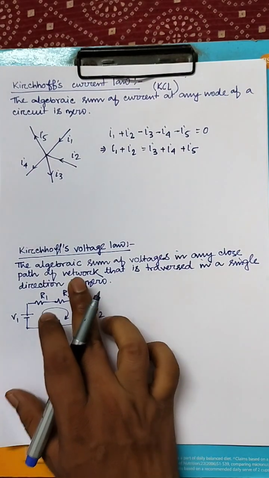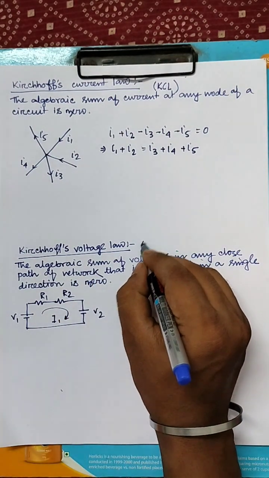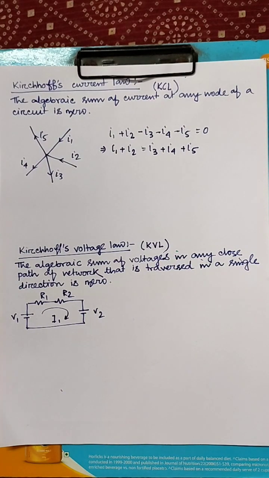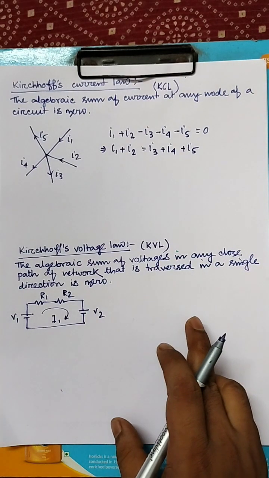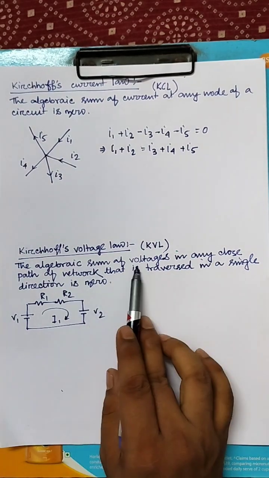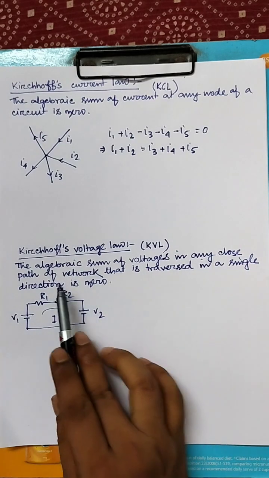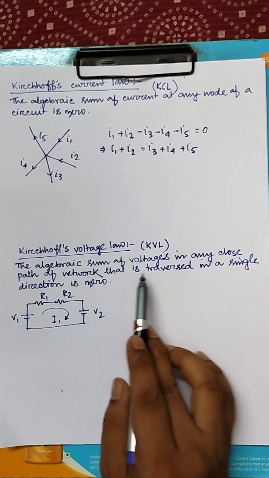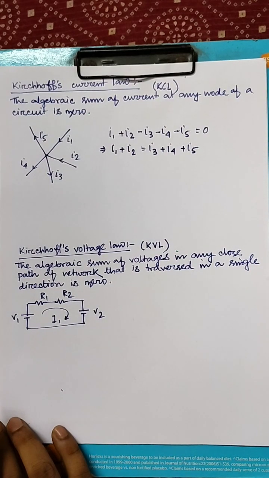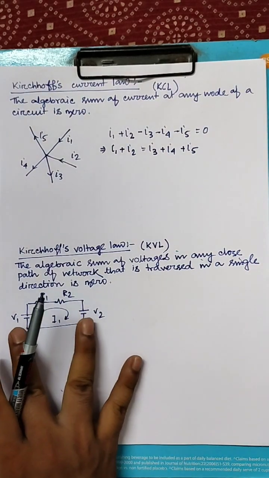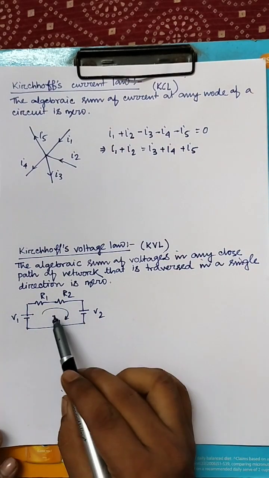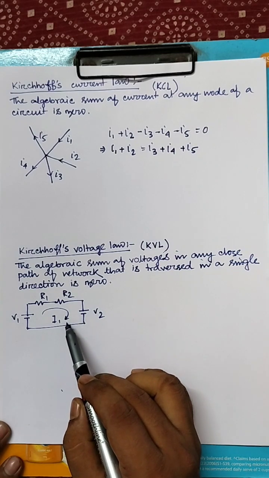Next one is Kirchhoff's voltage law, also known as KVL. That is another fundamental law along with Ohm's law. The law is: the algebraic sum of voltages in any closed path of a network that is traversed in a single direction is zero. To understand it again, consider a circuit consisting of two voltage sources and two resistances R1 and R2, and we also consider that I1 is the current flowing through the resistance.